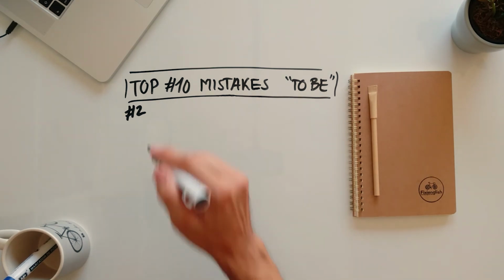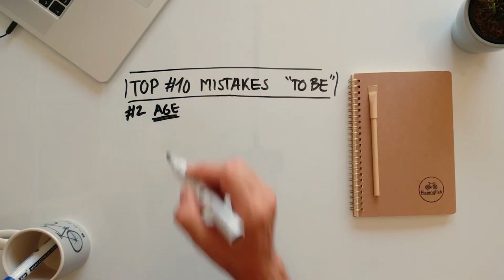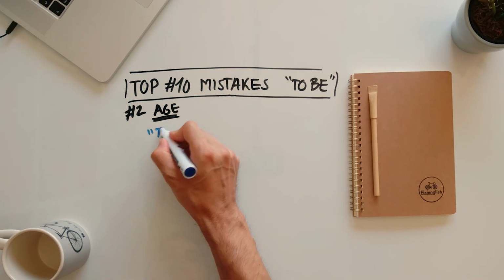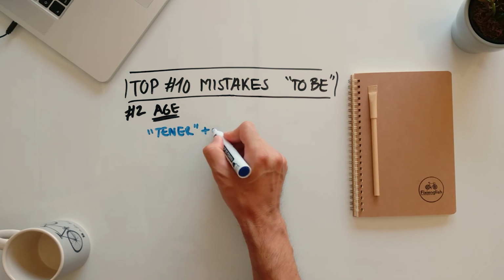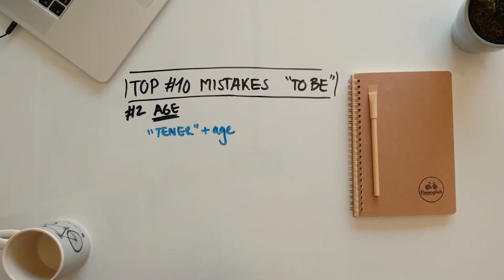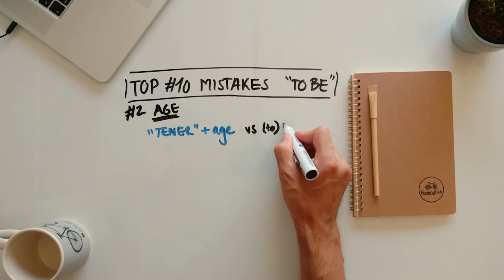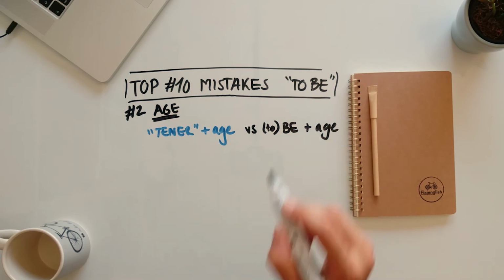In second place on our top 10 list, and one of the most common mistakes using the verb to be, is when we are wanting to express age. Now, in Spanish, yet again, we would be using the verb tener followed by the age. But in English, we would need to use the verb to be followed by the age.